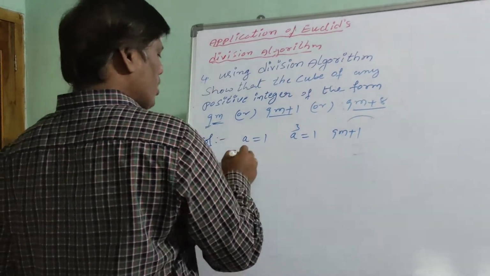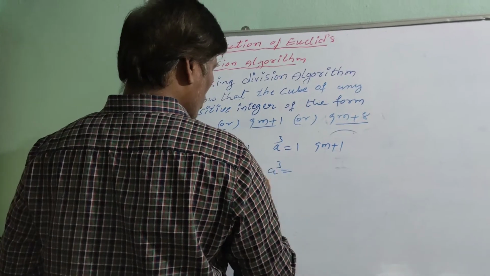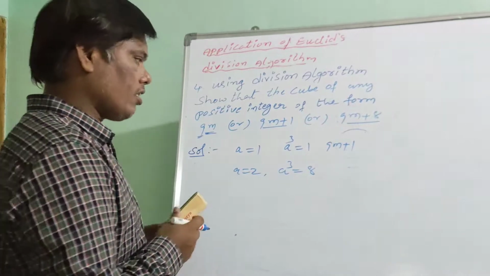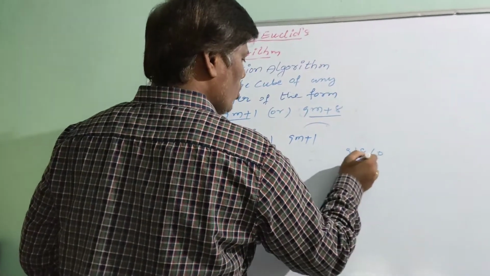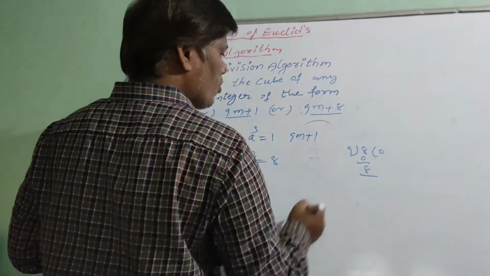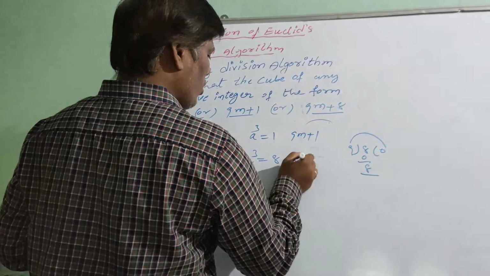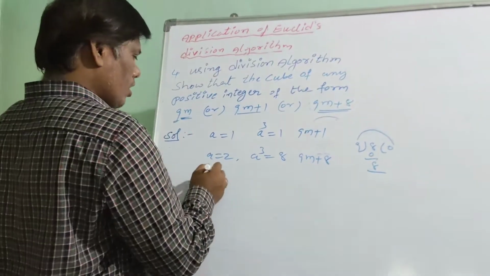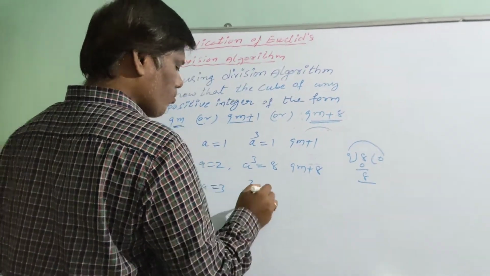Let us take a is equal to 2 and check a cube. 2 cube is equal to 8. Let us divide it by 9. 9 into 8 is 0, and 8 remains. So it is in the form of 9m plus 8.